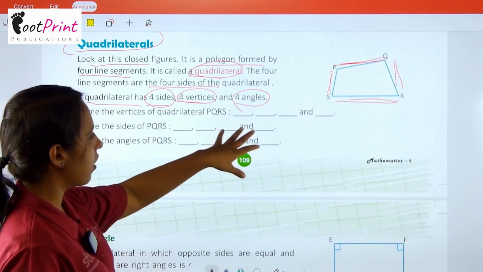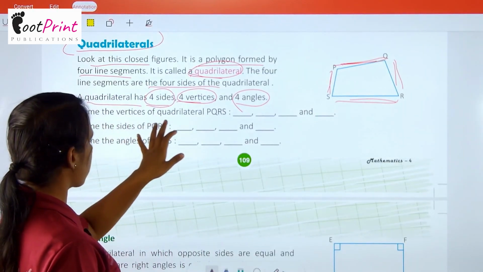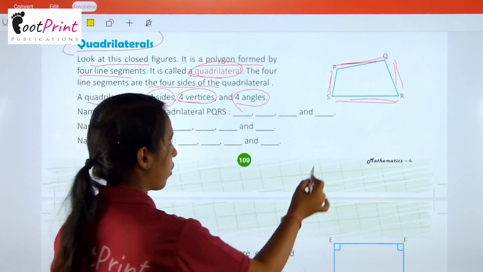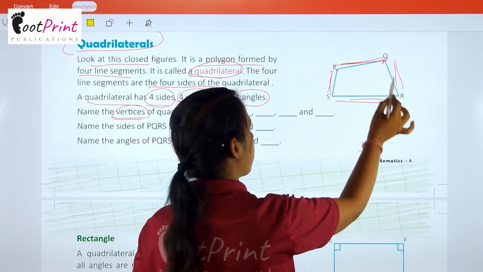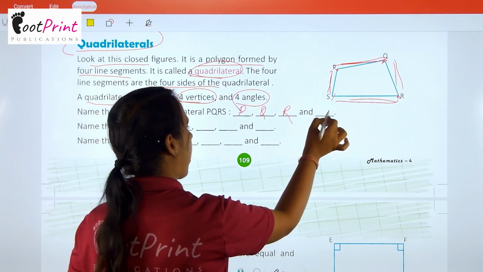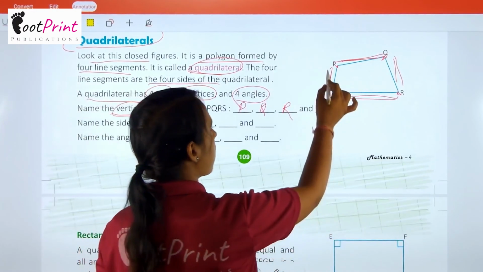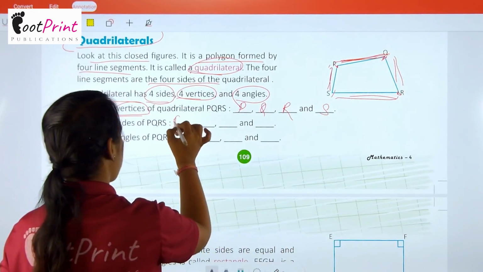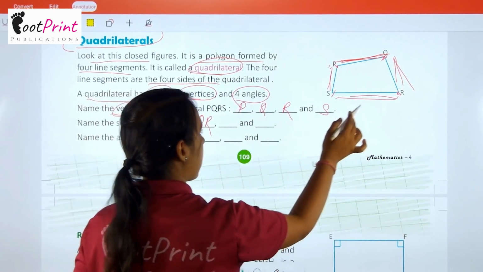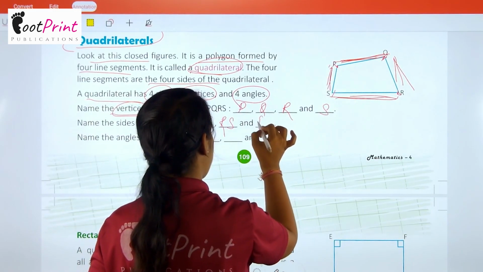Okay. Now we have to fill the blanks on the basis of this figure. So here name the vertices of quadrilateral PQRS. यहाँ पर हमें vertices के नाम लिखने हैं. तो vertices कौन कौन से हैं? P, Q, R, S. So here we write P, Q, R and S. Now we have to write, name the sides of PQRS. So here the sides will be PQ. Next one is QR. Then RS. And after that we have PS or SP we can write.